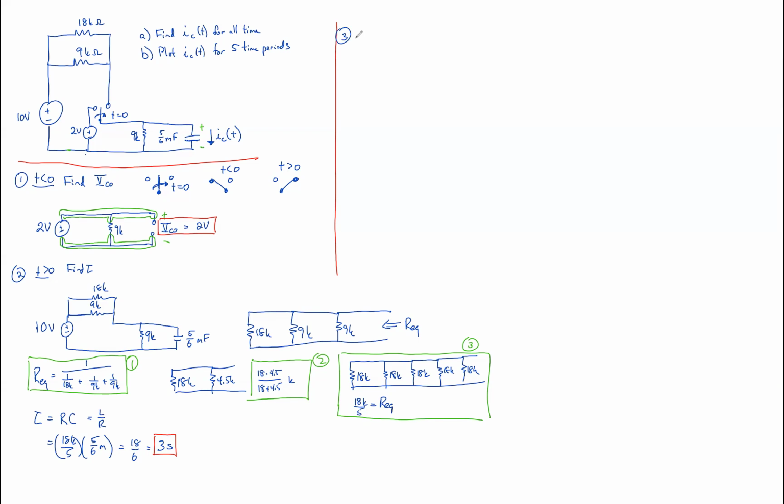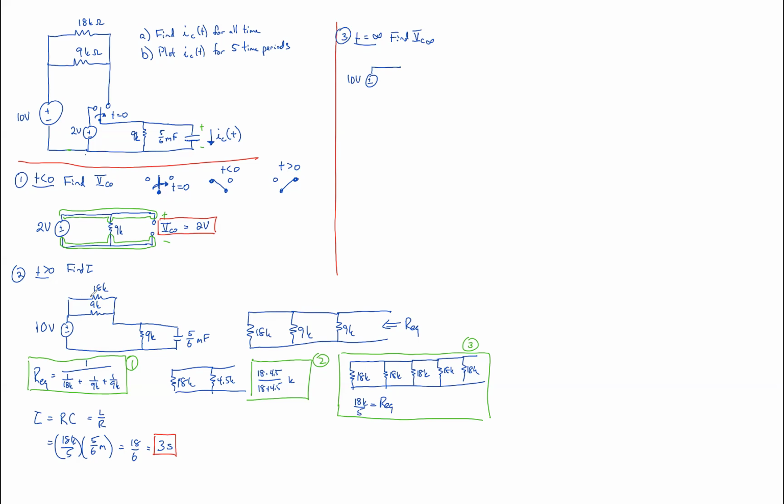Next step is to draw it at time equals infinity, and the goal is to find our VC of infinity. So when we draw it at time equals infinity, this is still over on the right. It looks a lot like this, except we have no switches. We have no capacitors though. So our capacitor, in DC steady state, looks like an open. So now we've got our 10-volt source. And we've got our 18K and our 9K.